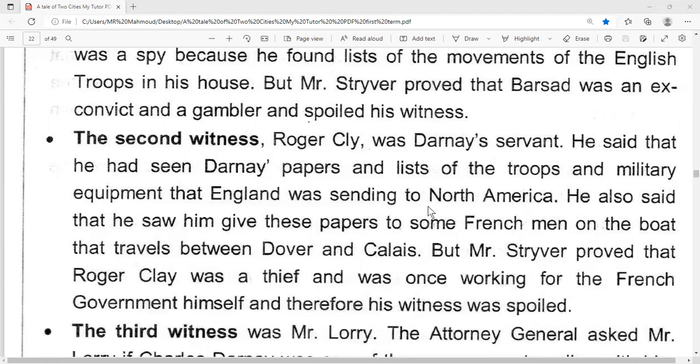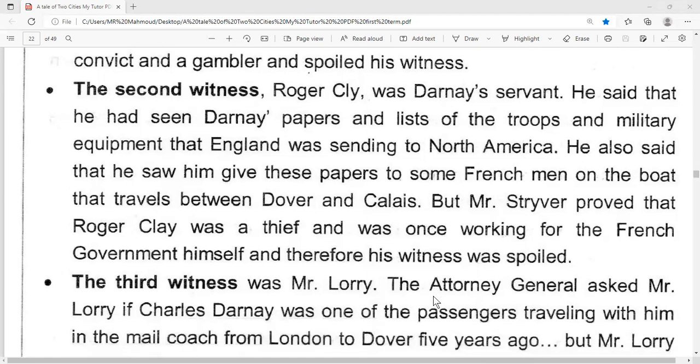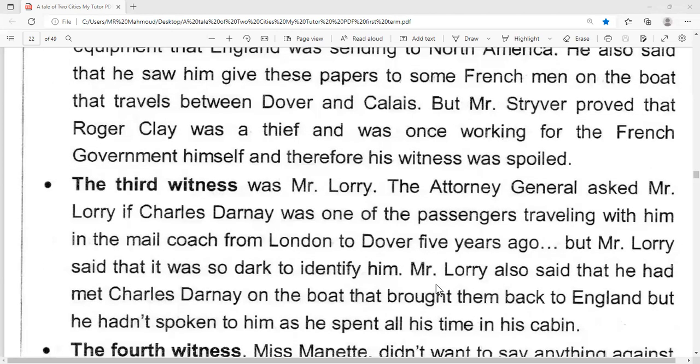He said that he had seen Darnley's papers and lists of the troops and military equipment that England was sending to North America. He also said that he saw him give these papers to some Frenchmen on the boat that travels between Dover and Calais. But Mr. Stryver proved that Roger Clive was a thief and was once working for the French government himself, and therefore his witness was spoiled.